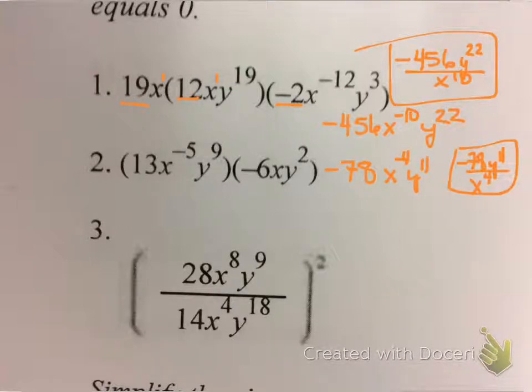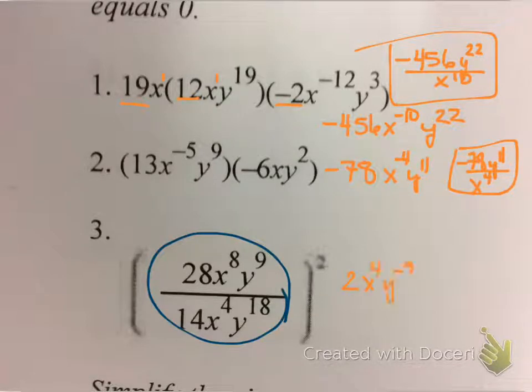and I did this differently for different classes, but probably the easiest way to do this is go ahead and simplify everything first. Okay, so simplify this first, and then worry about the 2. So I'll have something like this. 28 divided by 14 is 2. x^(8 minus 4), because when you divide, you subtract the exponents, is x^4. 9 minus 18 is negative 9. Then I can say to the second power. And then that 2 needs to multiply all the exponents.